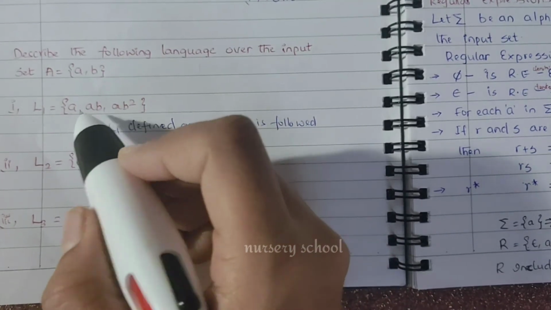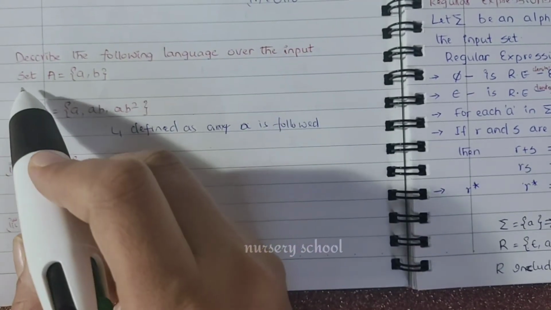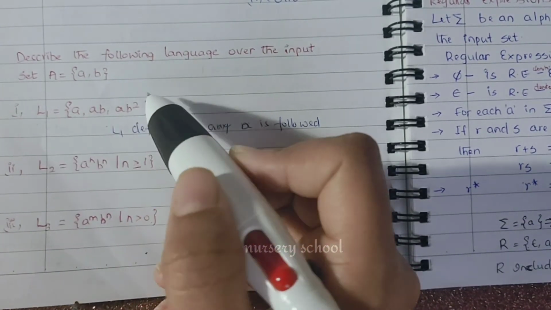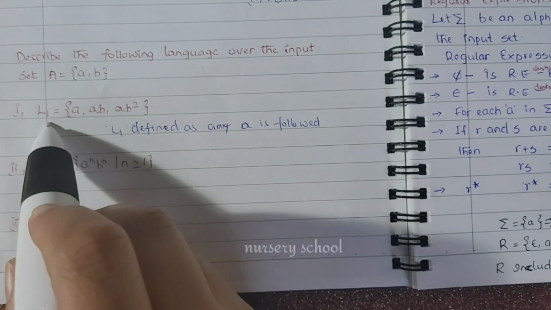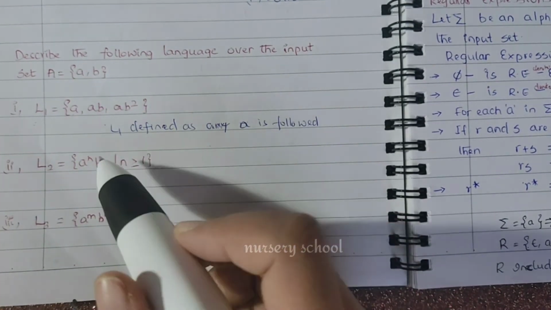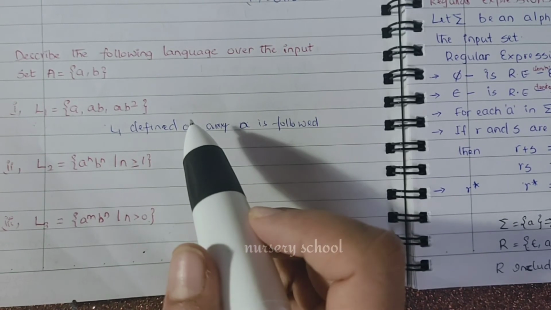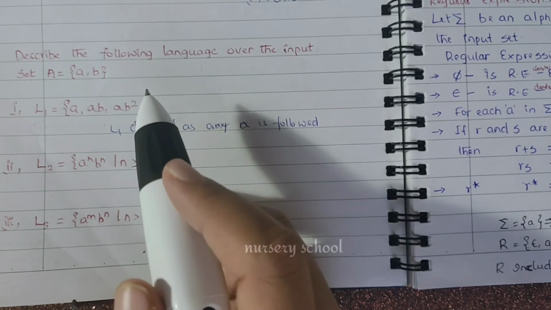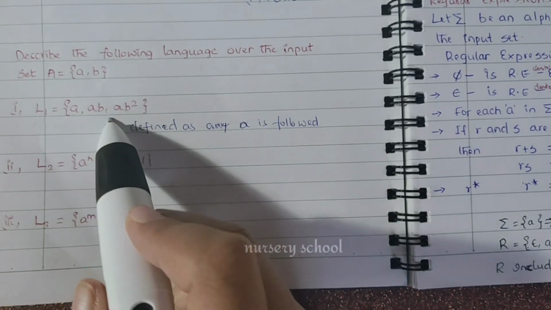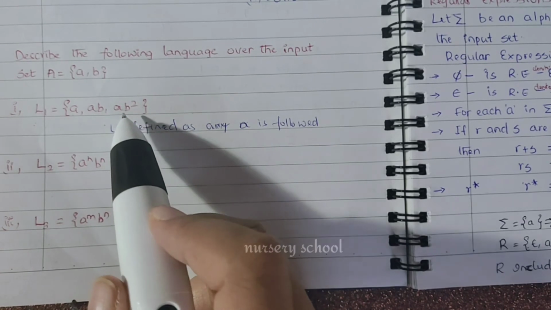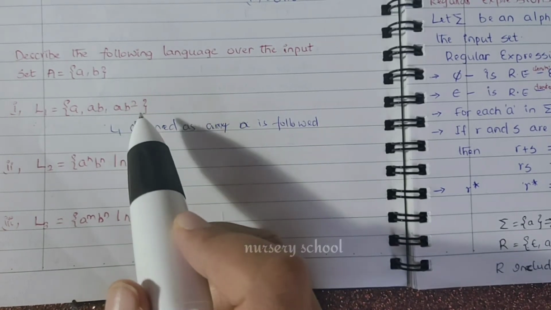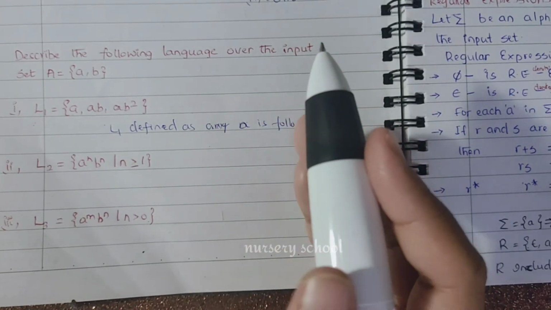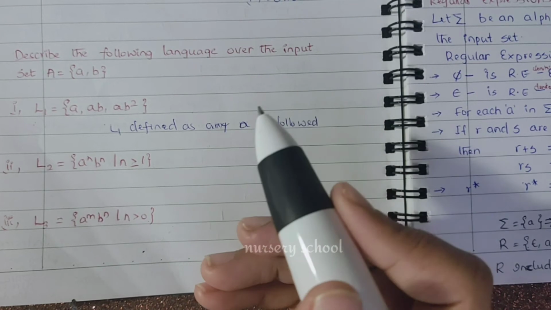Let's see here. Describe the following language over the input set A equal to {a, b}. Language L1 is equal to ab star, or ab square. So we need to define this language. How to define L? We can define it as: all the strings have the letter A followed by any number of B's, right? So how to write this one?